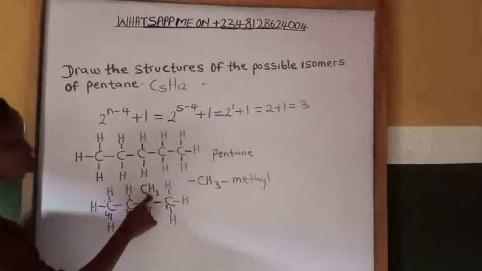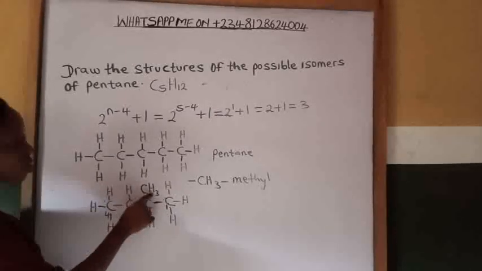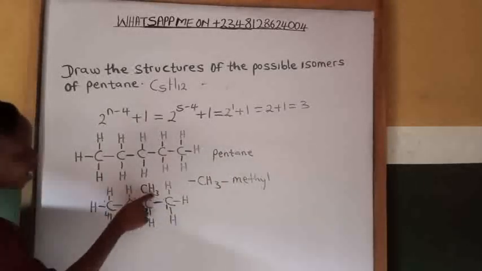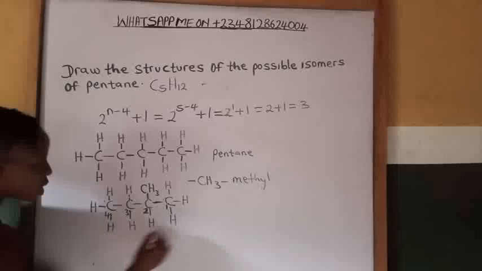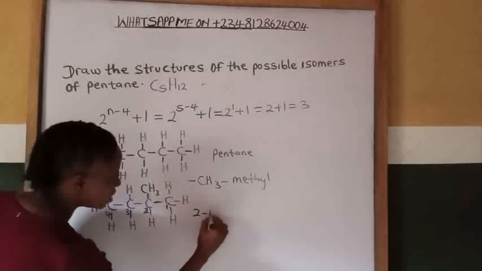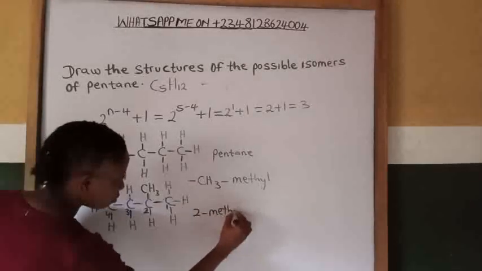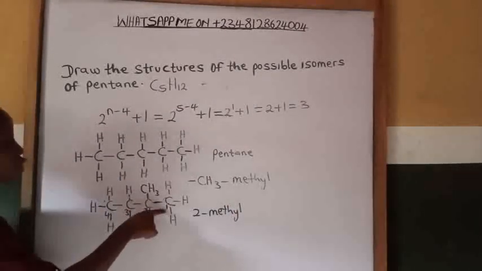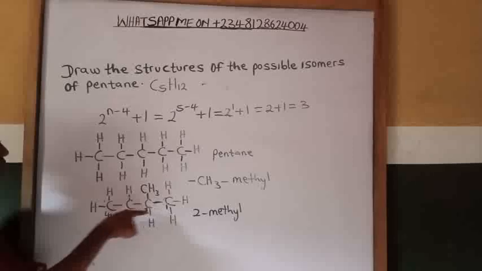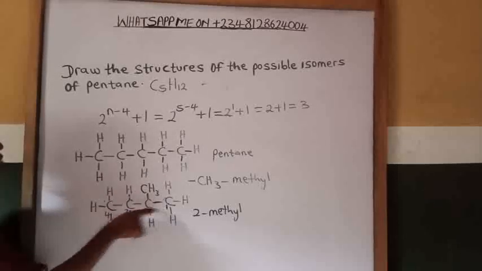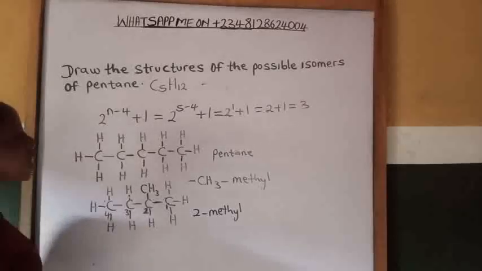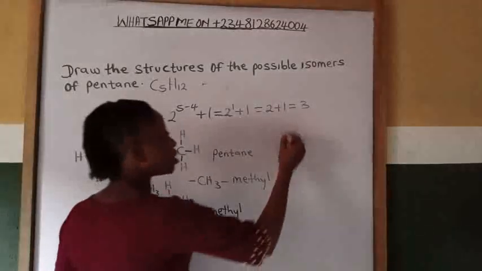So my substituent is on the second carbon atom, CH3, which is called methyl. So what will I call it? My CH3 is on the second carbon atom, so I will call it 2-methyl. Then after that, you name your root hydrocarbon, the longest continuous carbon chain. You're having 4 carbon atoms. So an alkane with 4 carbon atoms is called butane.